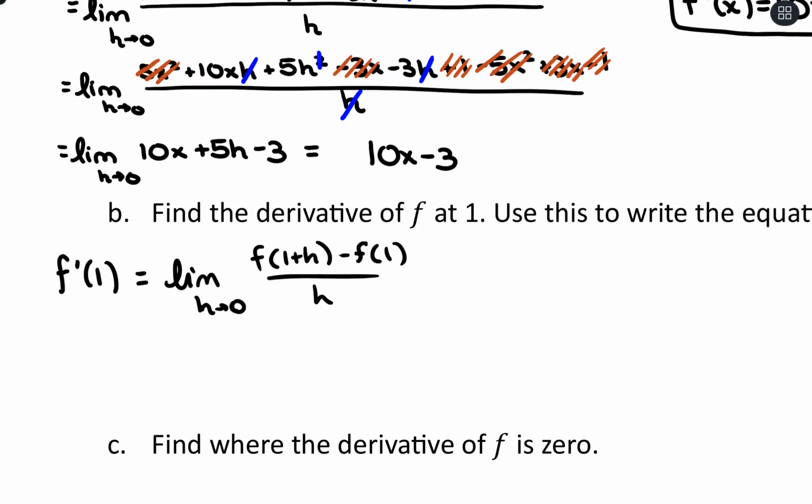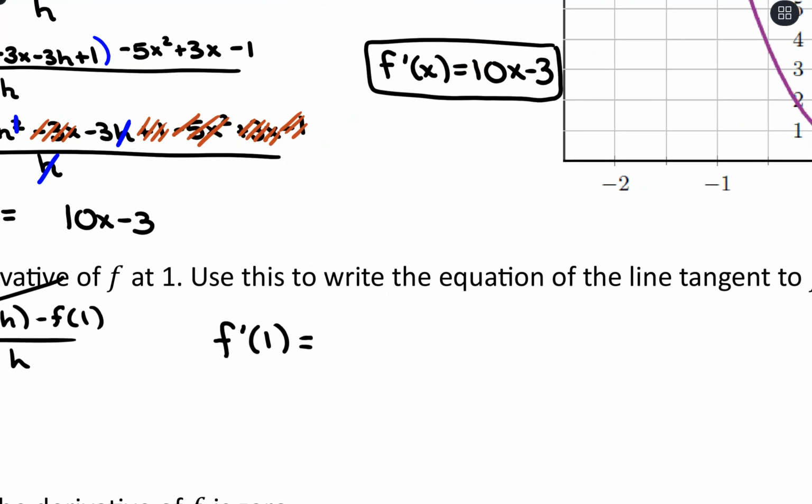We can absolutely go that route, but it's a little redundant based on the work that we just did. We just found our general derivative function. So instead of that, if I'm looking for f prime of 1, I know f prime of x is 10x minus 3. So what I would do is just plug in 1 into that derivative function. So 10 minus 3 is 7. So there's our slope of the tangent line at 1.